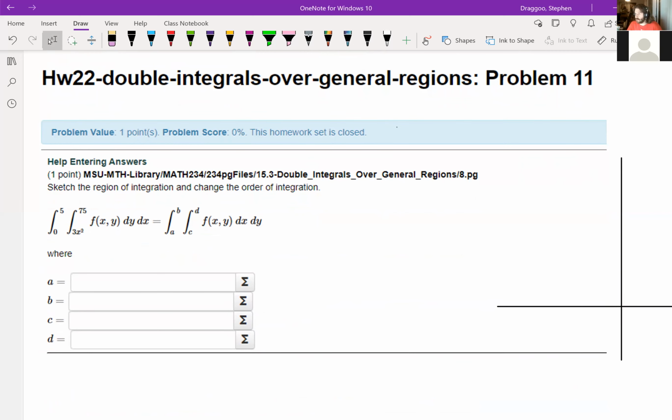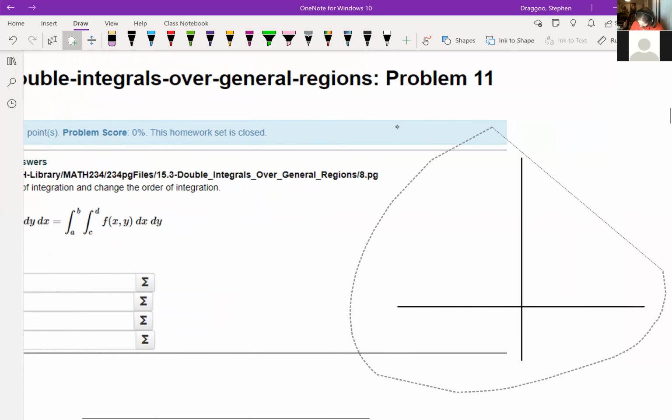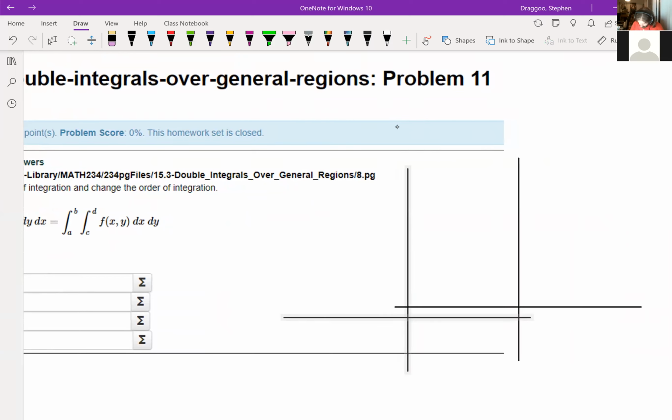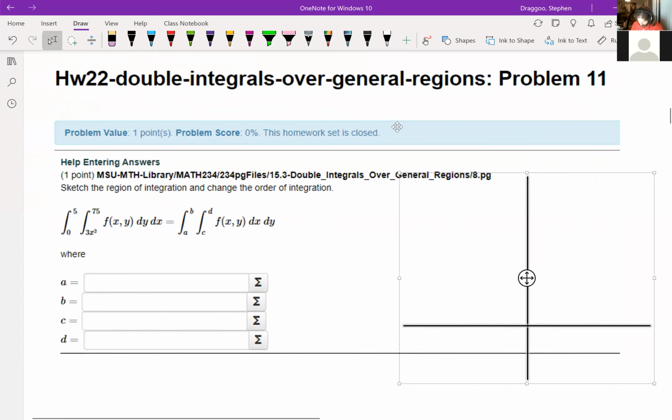Another example of changing an order of integration. This time, we're just going to find the bounds without actually having to integrate the thing. So notice we aren't even told what the function is. It just says double integral of f of x and y. So I've got my coordinate bounds over here. I'm going to slide them to the right a little bit just so I can put this all on the screen at once.